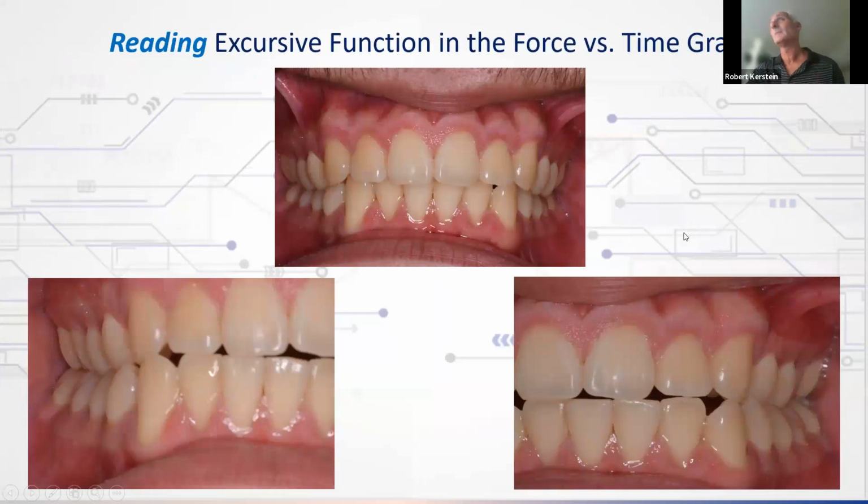Okay, so playing the movie is obviously an important thing to do. But as I said, the real skill comes from reading the excursion in the graph.